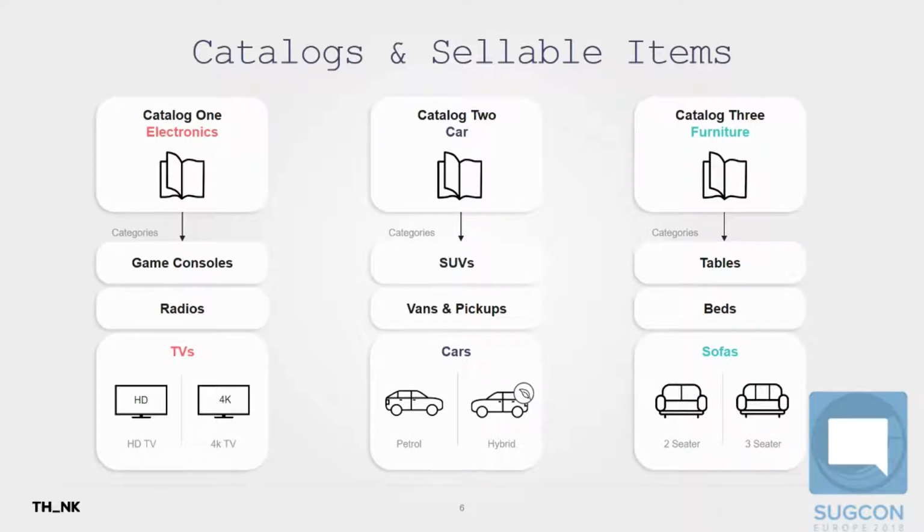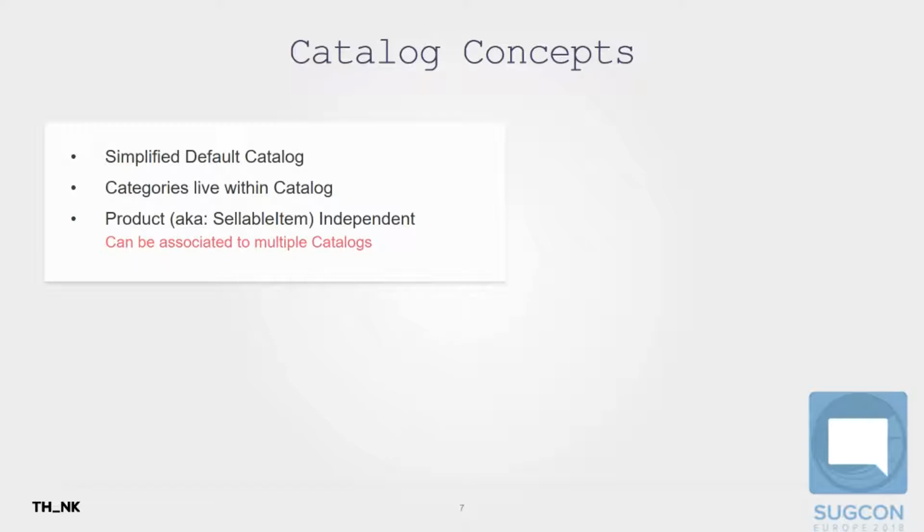Yeah. So keeping that in mind, how does it translate into Sitecore Commerce 9? So you have the catalog. In Sitecore Commerce 9, we have simplified the catalog itself. Yeah, and the categories live inside a catalog. Okay, and then inside the categories you have products, and products are independent sellable items. Okay, and this can be associated with multiple catalogs. So one product can be associated with multiple catalogs.